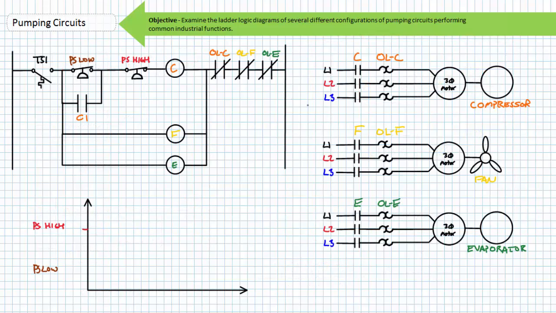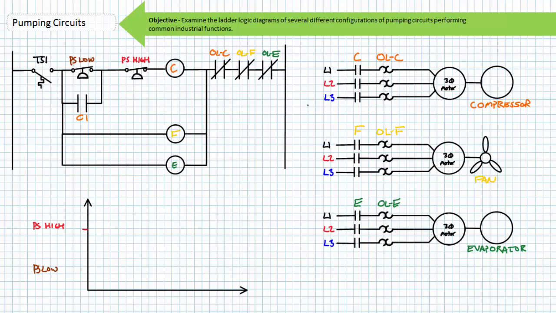Lest you think all pumping circuits necessitate float switches, consider the ladder logic diagram coordinating the function of 3 motors: a motor-driven compressor, a type of pump, a motor-driven fan, and a motor-driven evaporator in an air conditioning unit. The first rung includes a normally open temperature switch, a normally closed pressure switch with a set value at the lowest pressure the system is intended to operate, called PS low, and a normally closed pressure switch with a set value at the highest pressure the system can safely operate, called PS high. The contactor coil of the compressor, C, and the overload contacts for the compressor, fan, and evaporator.